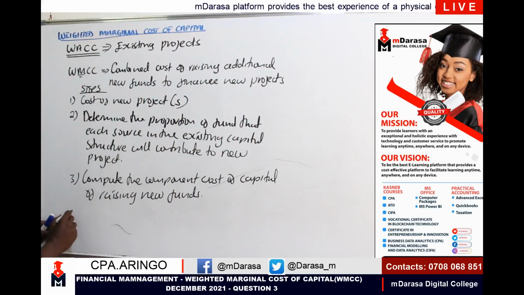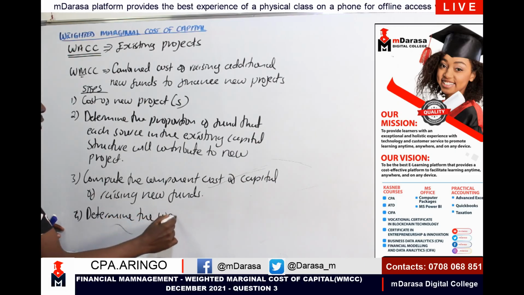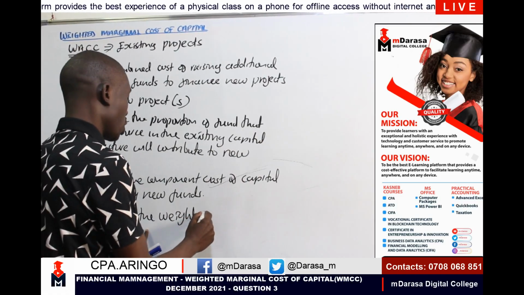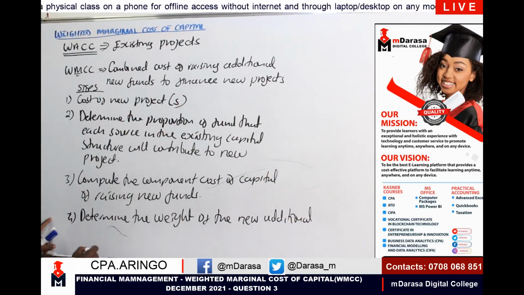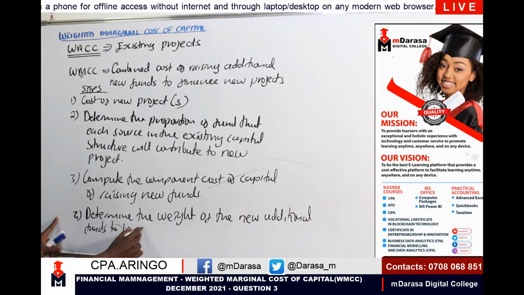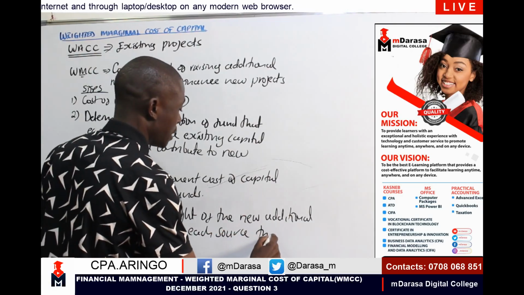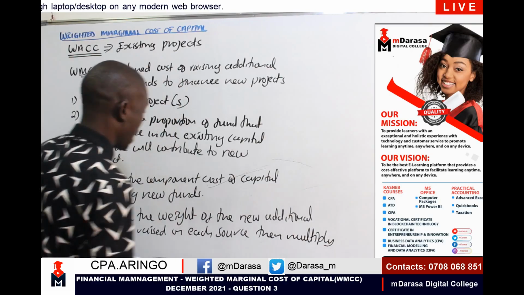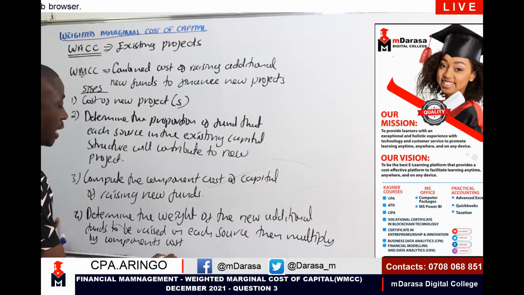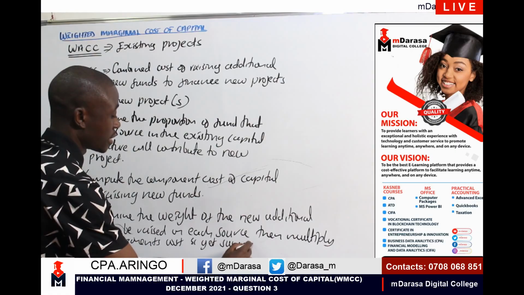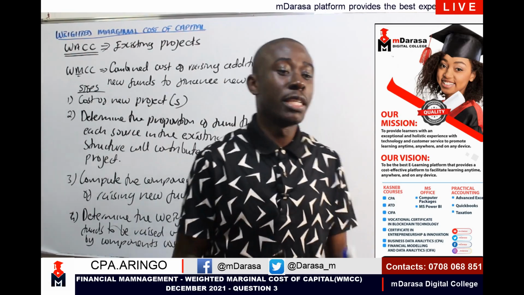Okay? Lastly, of course, you need to do what? Number 4, determine the weight of what? Of the new additional funds to be raised. Determine the weight of new additional funds to be raised on each source. Then multiply by what? The components cost. Then multiply by the components cost and get the summation to give you what? To give you the WMCC. Weighted marginal cost of capital.